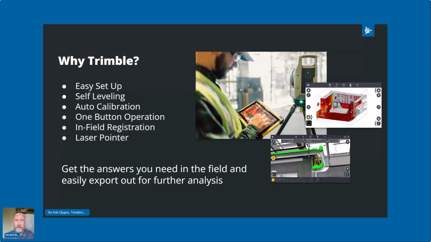So we have things like self-leveling, so the scanner will level itself down to about 3 arc seconds, so you don't have to really think about doing any of that. It will calibrate itself, so you don't really need to send it in for any calibration job, because before each scan, it will calibrate itself. And it's pretty much a one-button operation.